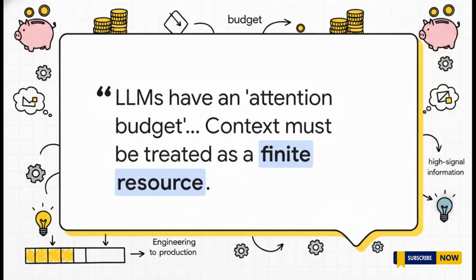So this is the absolute key takeaway. An LLM's attention is a finite resource. I love this phrase from Anthropic. It has an attention budget, just like our own working memory. And every single token you add to the context spends a piece of that budget. So good engineering is all about spending that budget wisely, only on the stuff that really, really matters.